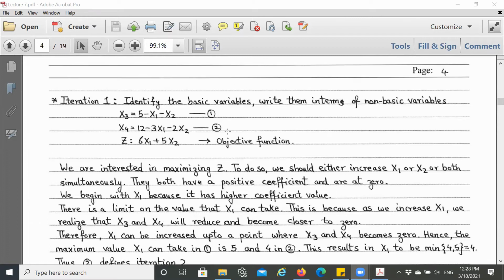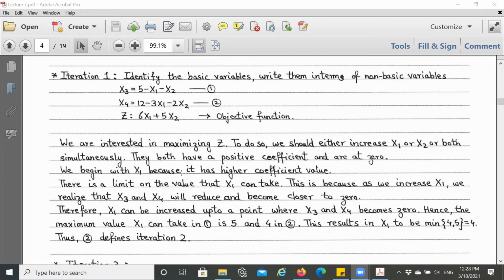So, we go for the first iteration, where we first identify the basic variables. The basic variables are x3 and x4, and we write them in terms of the non-basic variables, x1 and x2, which we had set to 0. We bring this to the left-hand side, the others to the right-hand side, and z is the objective function.